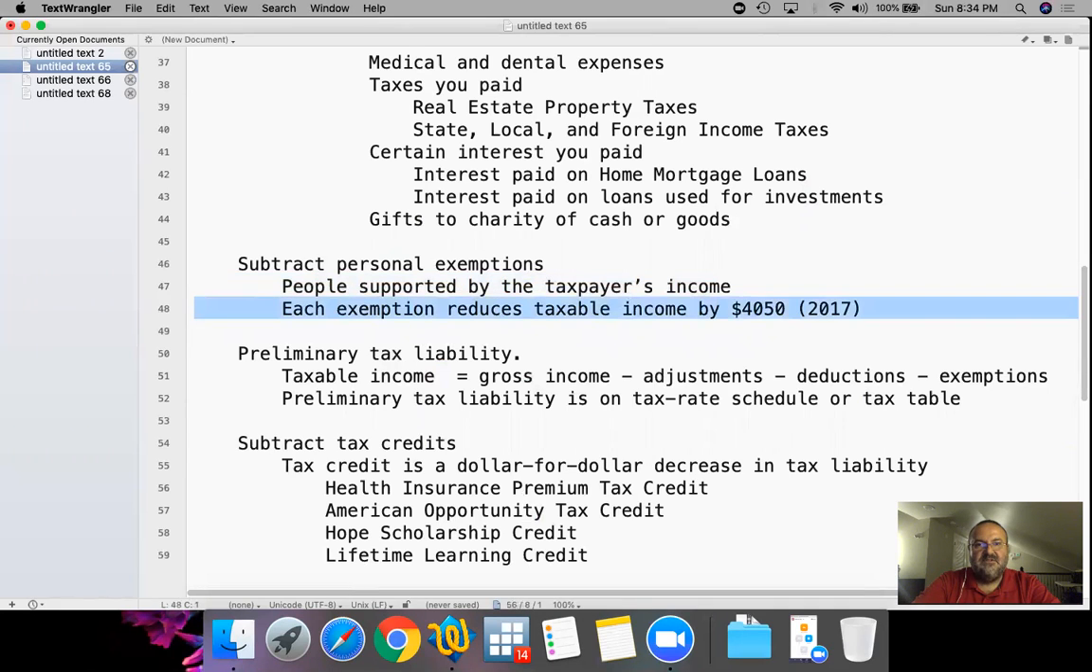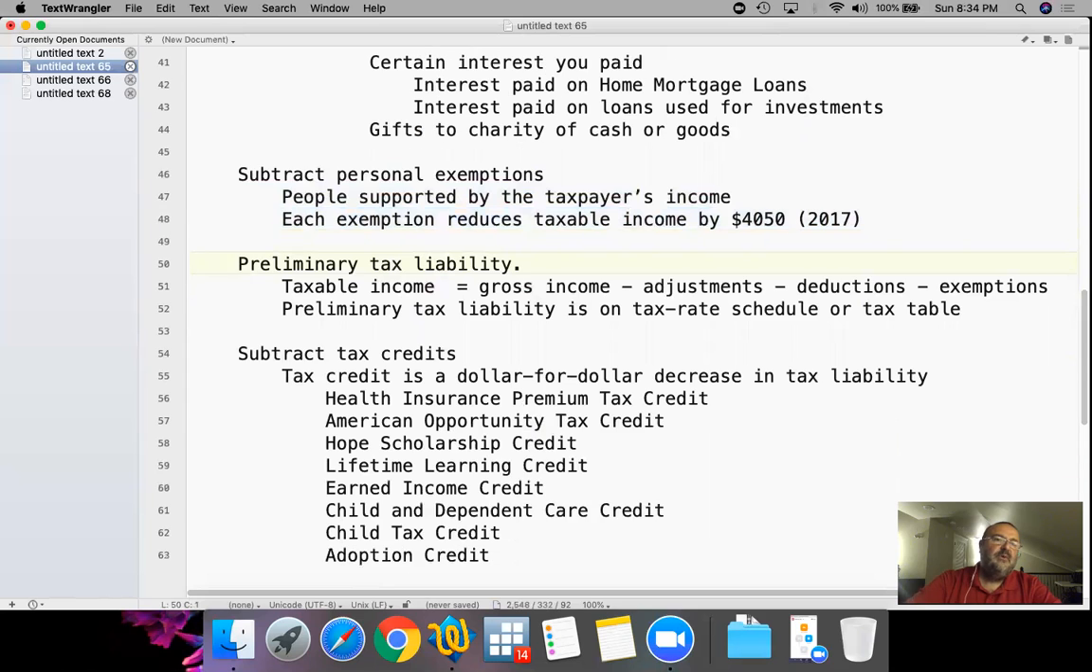Each exemption reduces taxable income by $4,050 as of 2017. So basically, you get a deduction for every person that is dependent on you financially, as much as $4,000. So at this point, you calculate your preliminary tax liability, and that's your gross income, adjustments, exclusions, deductions, and exemptions.